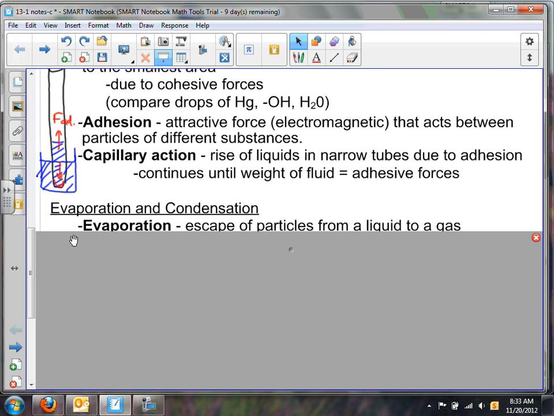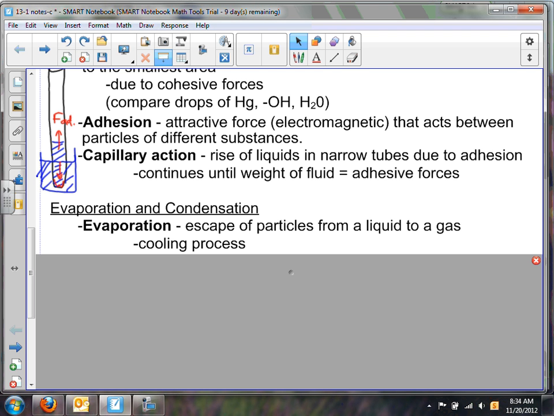Evaporation and condensation. These are just changes of states. Evaporation is the escape of particles from a liquid to a gas. This happens spontaneously. We know that molecules are continually moving around. If a molecule has enough energy to break free from the liquid state, it's going to turn into the gas. So the most energetic molecules are the ones that are leaving. And if you lose all your high energy molecules, you're left with less energy, and that's why evaporation really is a cooling process. You're left with less energetic molecules.